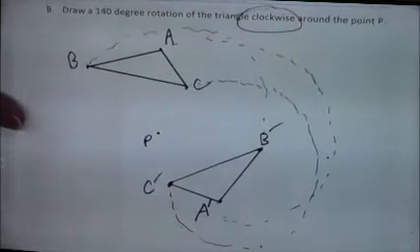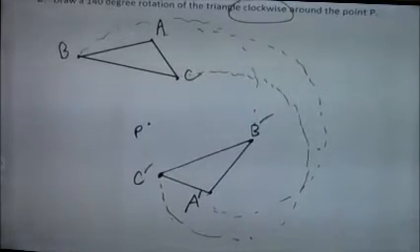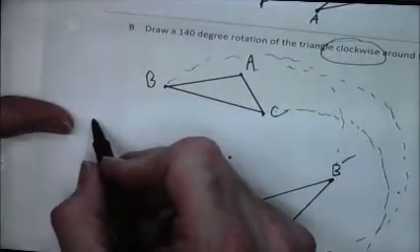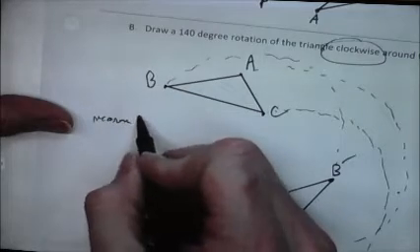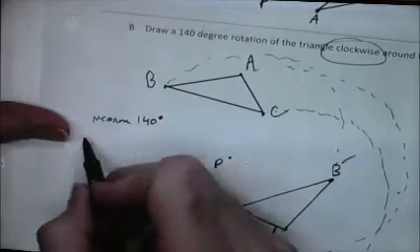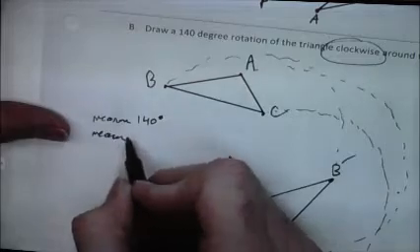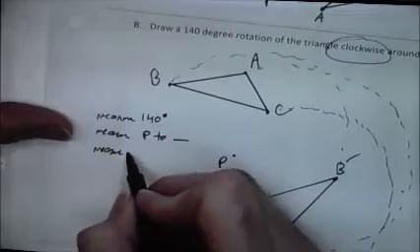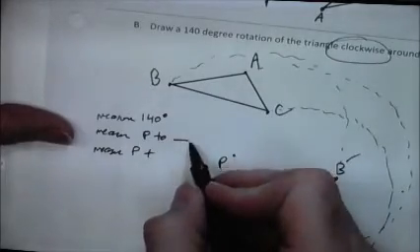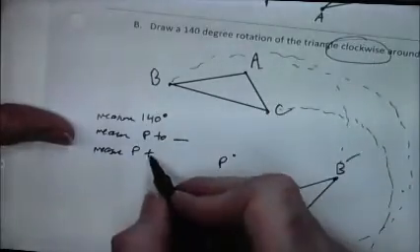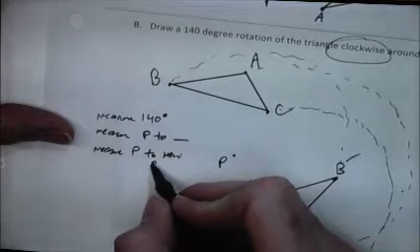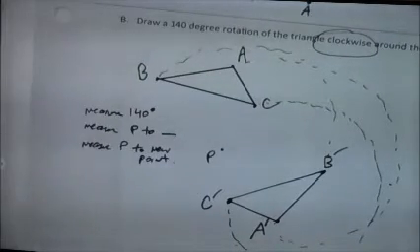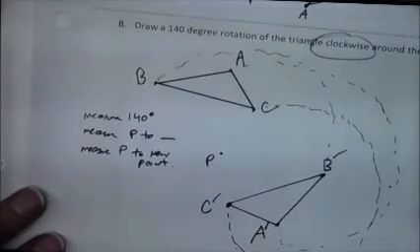Okay. It takes a little bit of work, but if you are comfortable with this, think about those three steps. Measure 140 degrees, and then measure P to whatever vertex point to the new point. So it's really three steps. Okay, any questions about doing this?